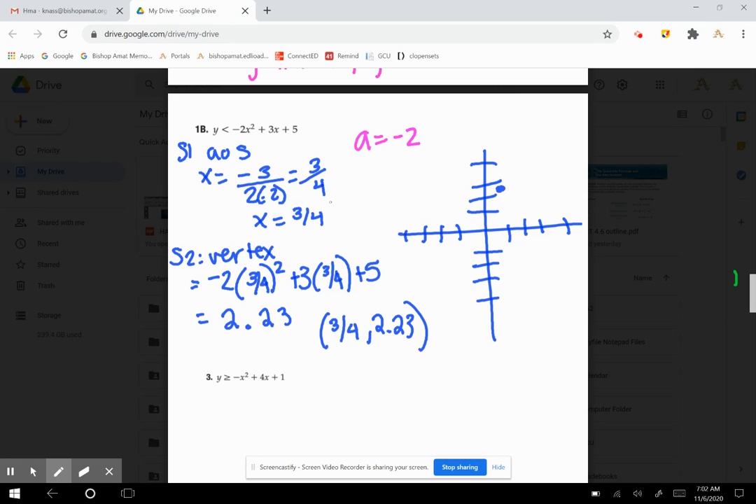Again, your a is equal to negative 2, so it should be going down. Now, oops, it should be a dotted line. So I'm going to make it dotted this way. Sorry. It's a dotted line, and y is less than, so you're shading below the line.